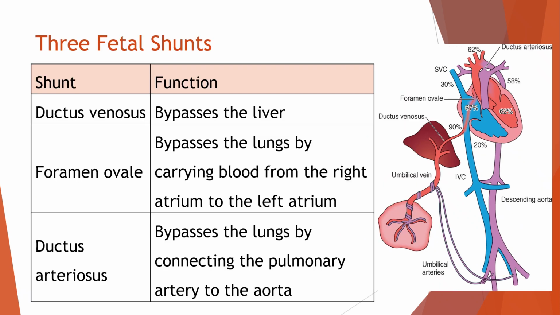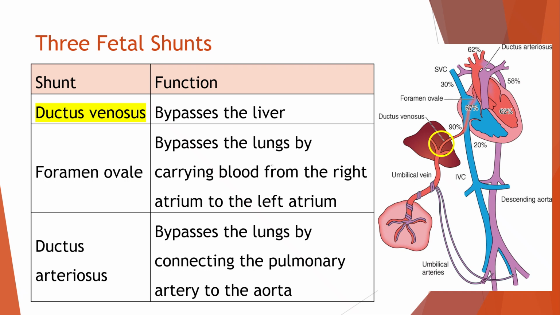Dear students, now we are going to learn about the 3 fetal shunts. This is one of the most important questions in fetal circulation. If you understand these 3 shunts, fetal circulation becomes very easy. First, what is a shunt? A shunt is simply a shortcut. In fetal life, some organs are not fully functioning, so the blood takes special shortcut pathways. These shortcuts are called fetal shunts. There are 3 fetal shunts. Let's learn them one by one.